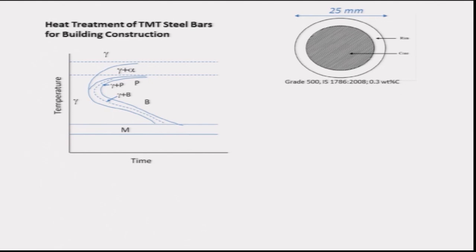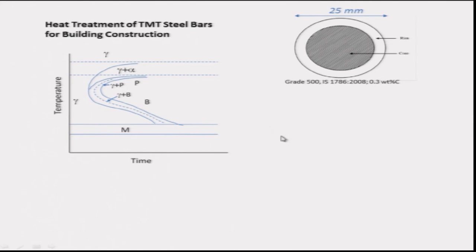Now in this, if I look at the transformation diagram, this is the transformation, just a schematic. It is not specifically drawn for this particular composition, where this is the ferrite C curve, these are the pearlite C curves, and out here you will have bainite.